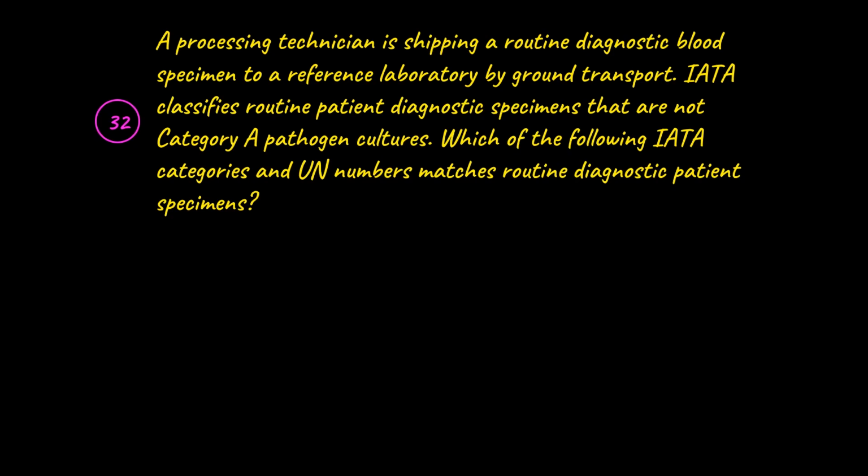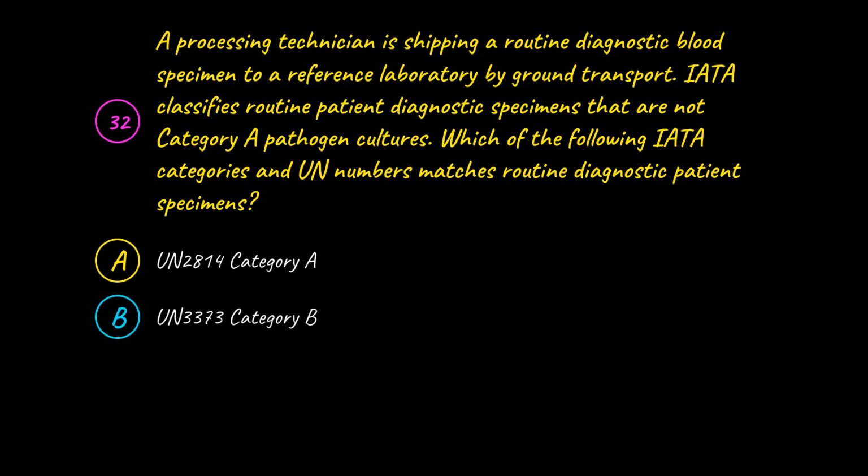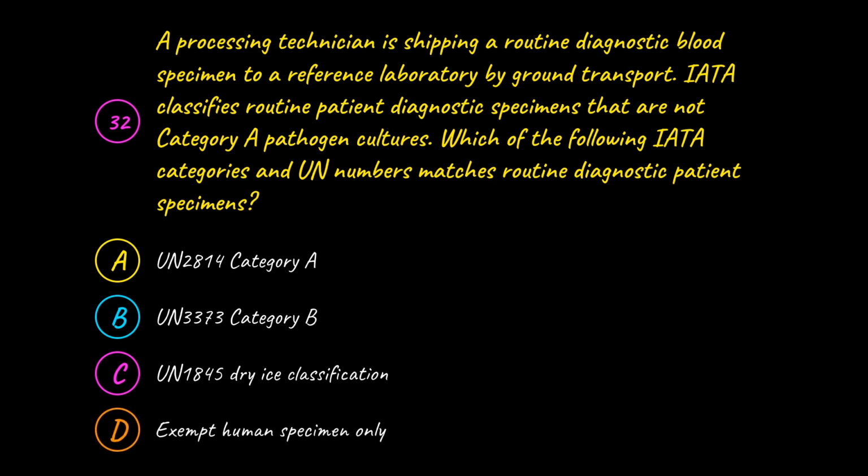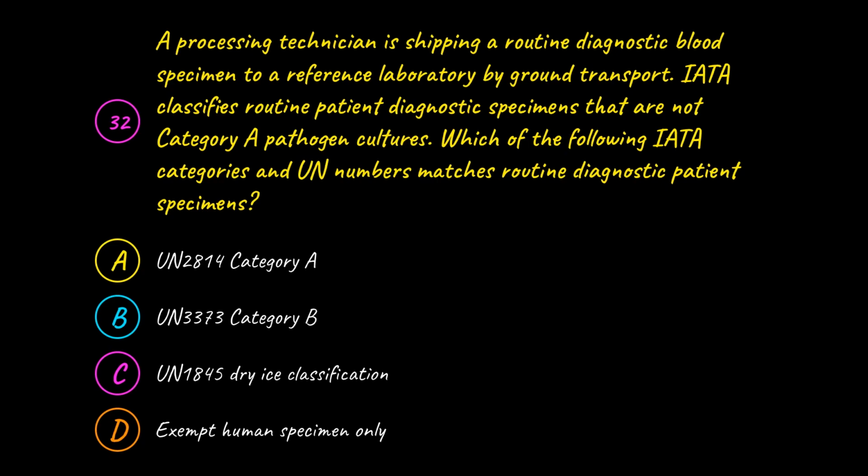Your options are A. UN 2814 Category A, B. UN 3373 Category B, C. UN 1845 dry ice classification, D. Exempt human specimen only. Got a guess? Lock it in.